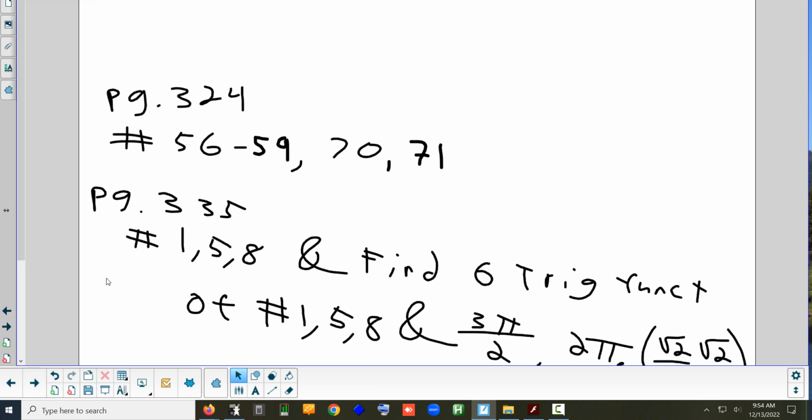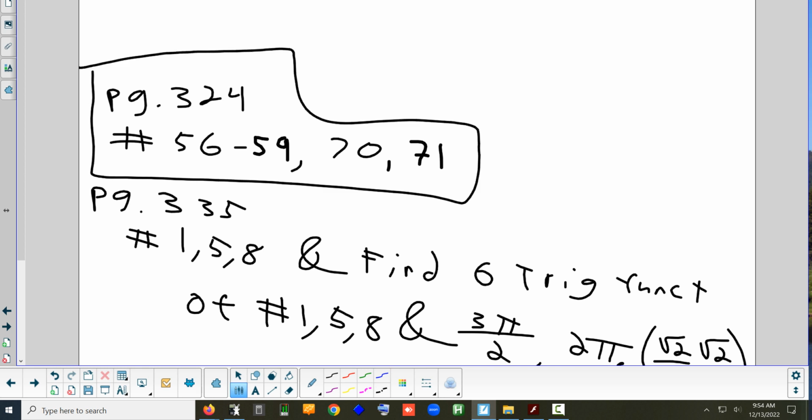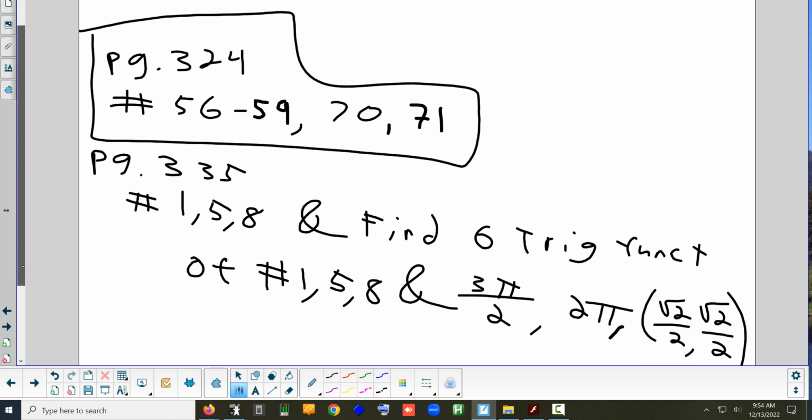Okay, so for tonight, page 335, those 3 questions, that's going to be tomorrow. So all you have to do tonight is page 324. So 56 to 59, 70, and 71. So six questions for tonight.